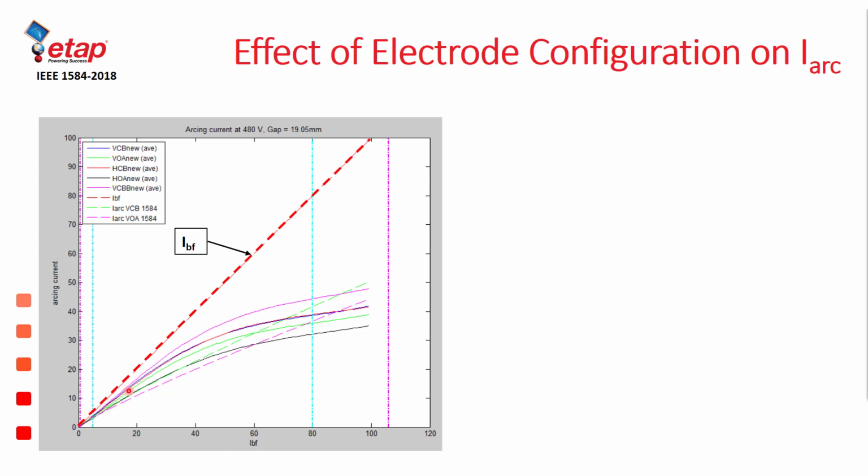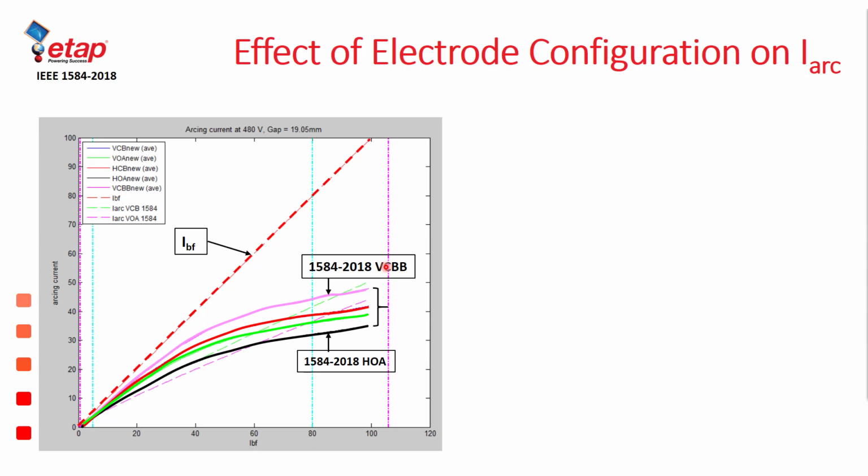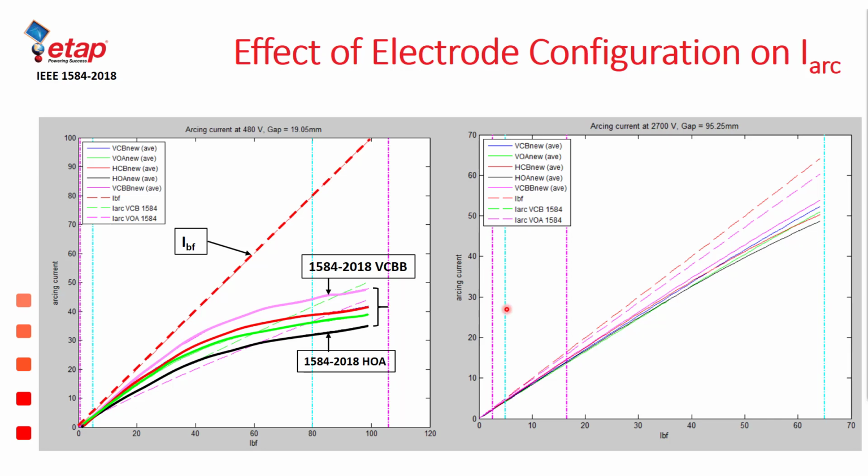And as we can see over here, this family of curves represents the new IEEE 1584-2018 results. Like I mentioned before, the BCBB configuration will yield consistently the highest magnitude of fault current, and on the lower end, the HOA configuration. Somewhere in between, we'll have the HCB, BCB, and VOA configurations. Next, we can see that as the current increases, we have less of a difference in the results when we shift towards the medium voltage part of the model. In this case, we have a 2.7 kV, 95 millimeter gap for this particular simulation.